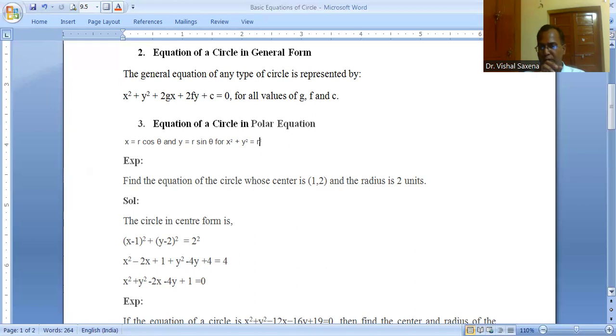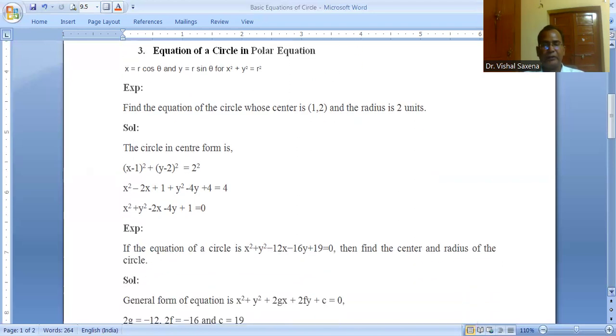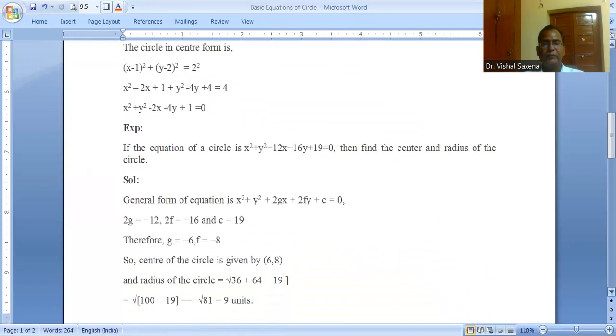When we open these two whole squares, then we will get x square plus y square minus 2x minus 4y plus 1 equal to 0. So the center form by which we started the solution of this question, when we solve this equation in the center form, we will get the equation of circle in the general form, and this is called the general form of equation of circle. Next, one more example we will take to explain this more.